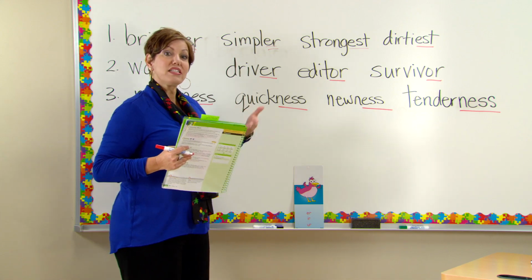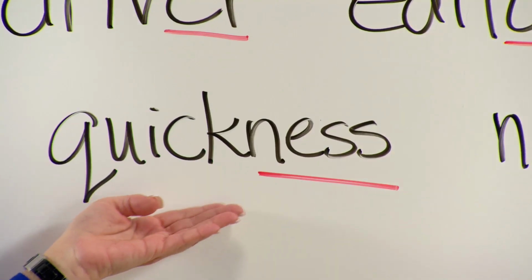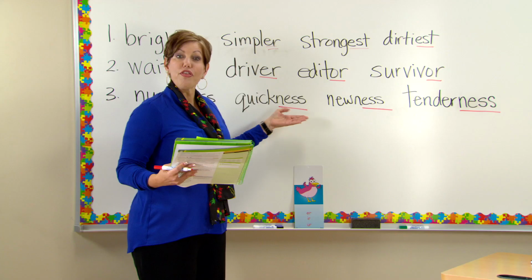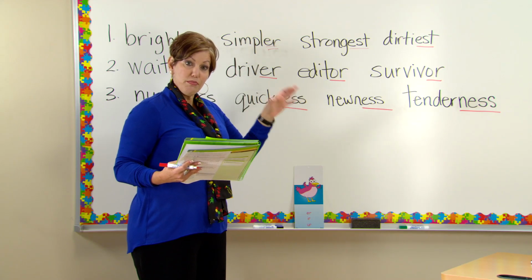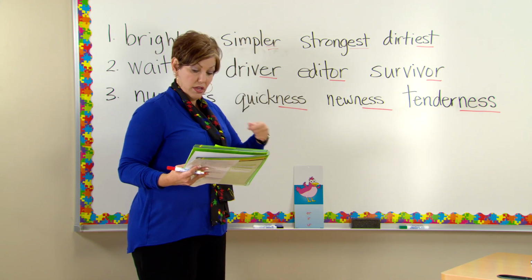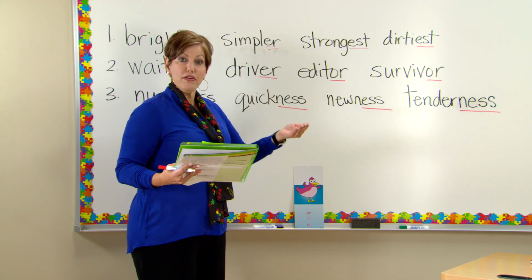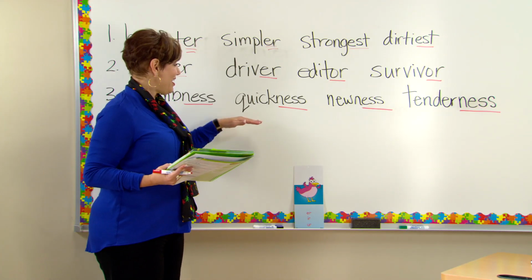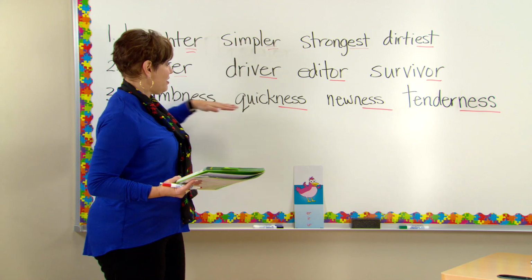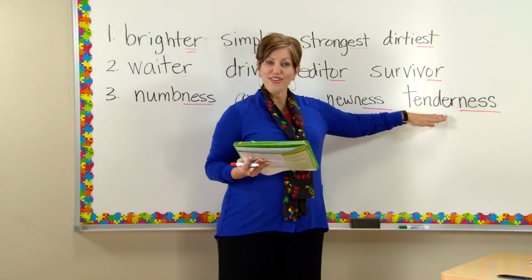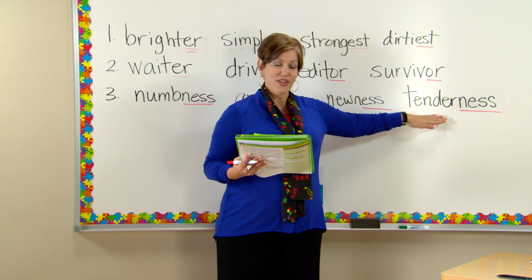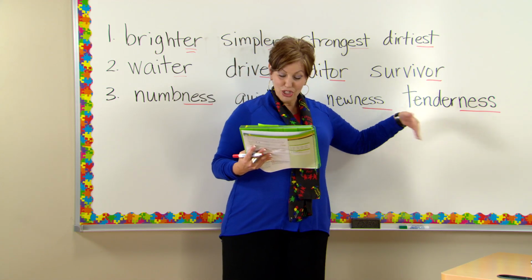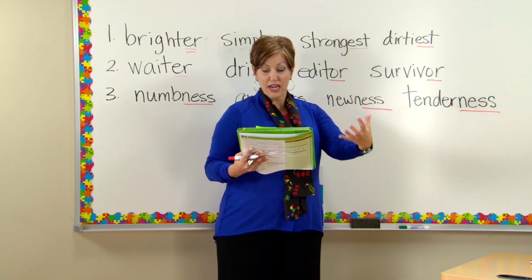Quick, the act of being quick. Quickness means, right, everybody? The quality of, the state of, or the measure of. Ness suffixes means the quality of, the state of, or the measure of. So ness changes it to a noun. So when we add ness to the words numbness, quickness, newness, tenderness, it changes them to a noun. It was an adjective with tender. Adding ness to it makes it a noun, which means the quality of, or the state of, or the measure of.